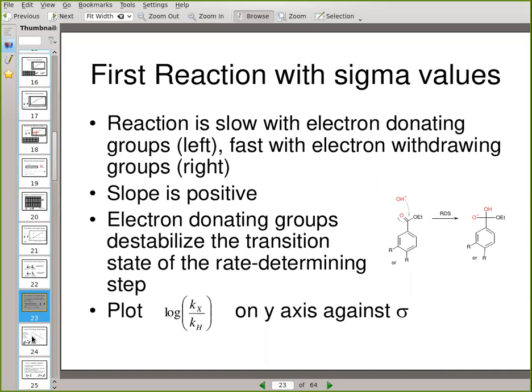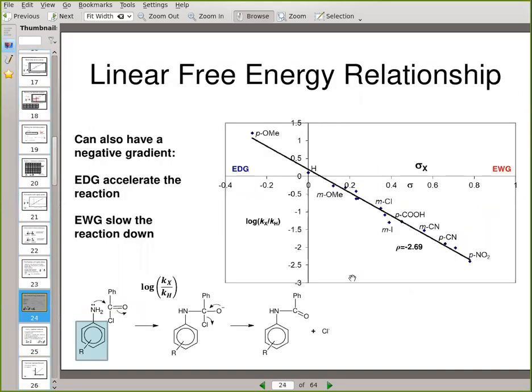So let's have a look at a slightly different reaction. The reaction is looking at attack of benzoyl chloride by substituted anilines. Now, note that as before, my x-axis is using the sigma x values, which means I'm going to plot electron donating groups on the left, and I'm going to plot electron withdrawing groups on the right. But look where our probe is now. Over here, think about it here.